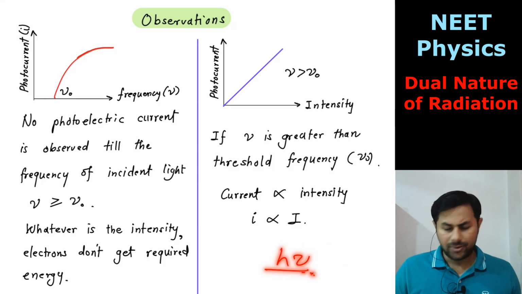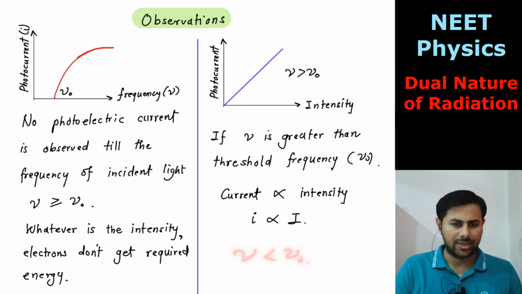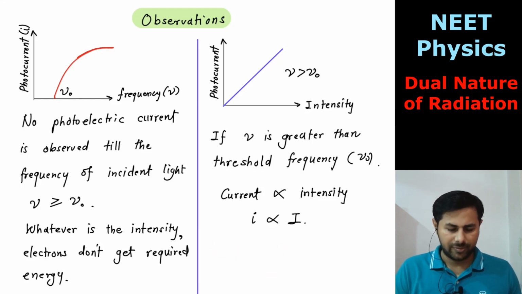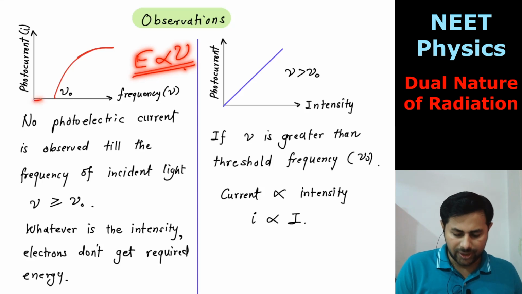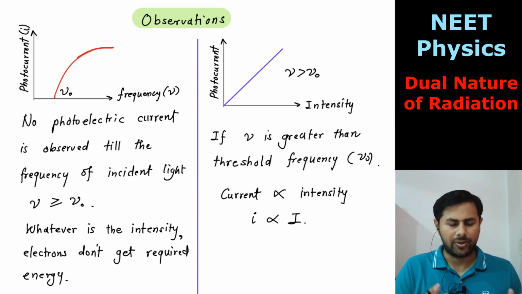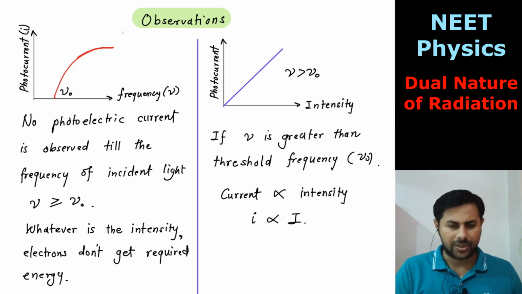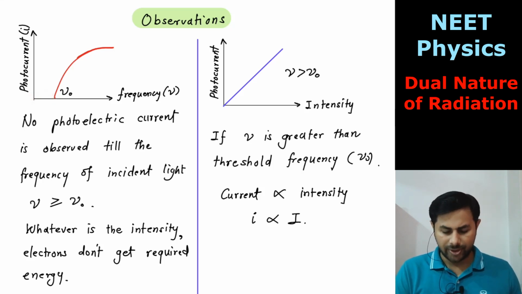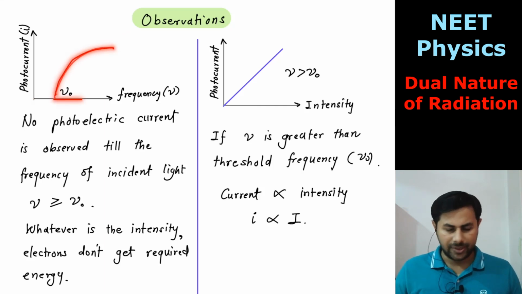So if nu is not sufficient, I mean nu is less than nu naught, it's very clear that the energy of light is not sufficient, right? Because energy is directly proportional to what? It's directly proportional to frequency. So electrons are not getting a sufficient amount of energy to come out of the metal surface. That's why they don't come out. That's why the current is equal to 0. So the first graph is clear.